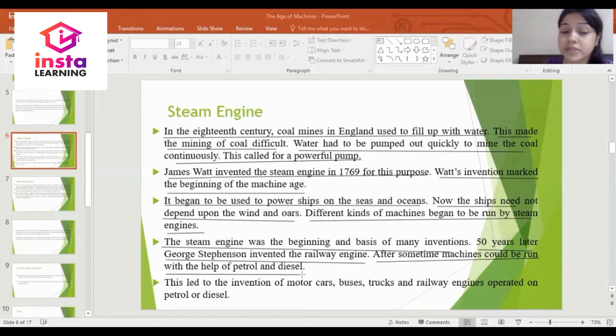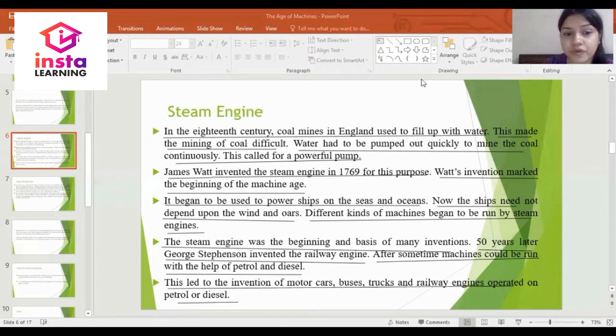कुछ टाइम बाद संभव हुआ कि पेट्रोल और डीजल की हेल्प से जो मशीन इंजन है वो चले. So this led to the invention of motor cars, buses, trucks, and railway engines operated on petrol or diesel.